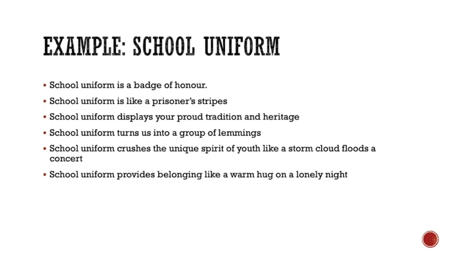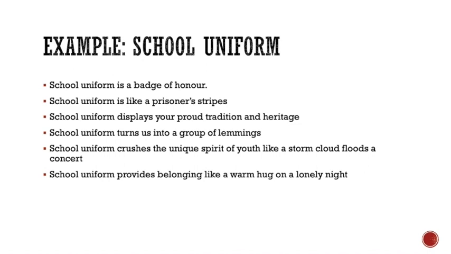Okay, take my example. So I'm going to talk about school uniform 6 or 7 times. I'm going to use different words with different connotations with each of them. Notice how that changes the feeling of what I'm saying. Here we go. School uniform is a badge of honor. School uniform is like a prisoner's stripe. Start again. School uniform is like a prisoner's stripes.